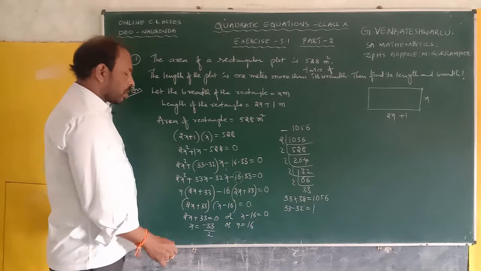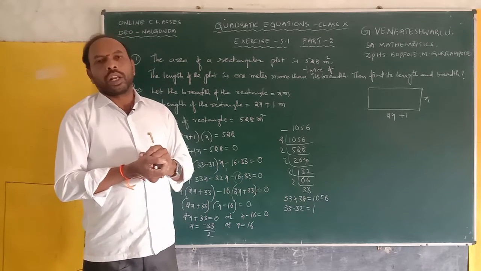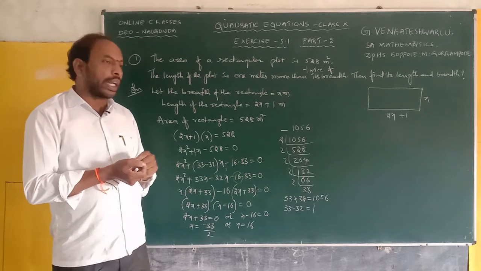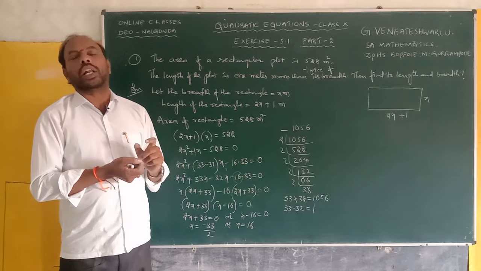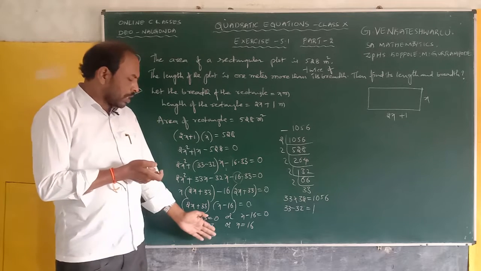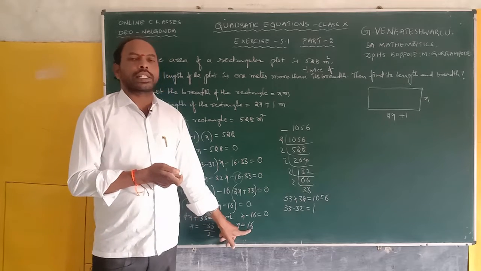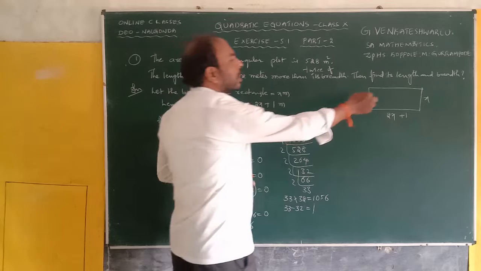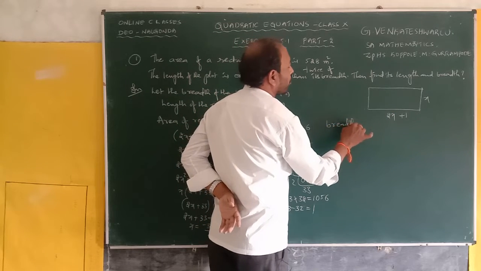plus 16. Here we are discussing the length and breadth of the rectangle. Length and breadth should always be in positive terms only. It doesn't contain a negative sign. Negative length is not possible, so it is not taken into consideration. Only the x value 16. Here x is equal to 16. X means the breadth of the rectangle.